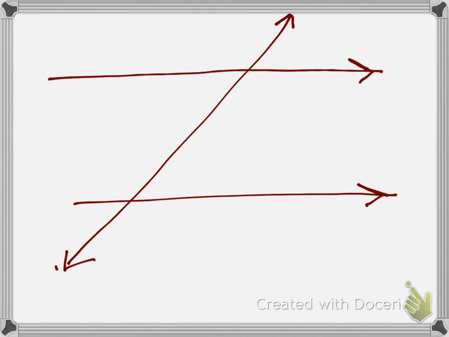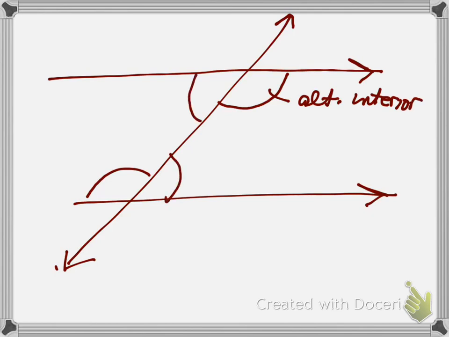All right, so we have a couple of things going on. I want to say that these here and here are alternate interior. Okay? And this is also. So all the alternating interior are brown in color.